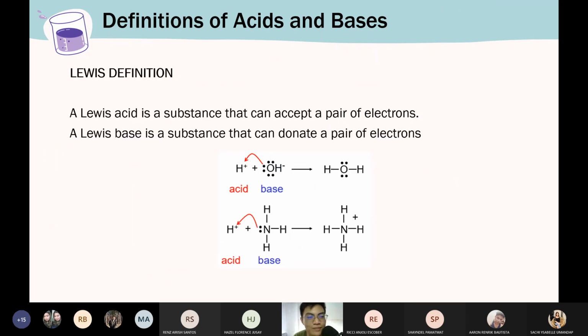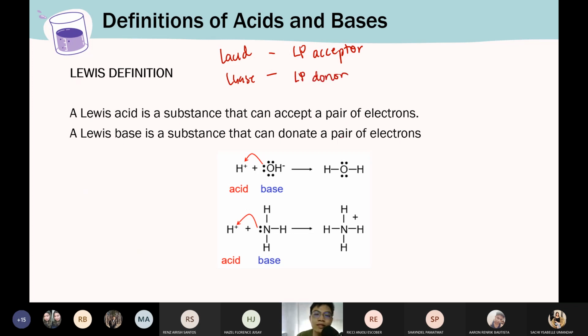Okay. The last one, we have the Lewis definition. So the Lewis definition was made by Gilbert Lewis. Siya yung gumawa ng Lewis structure. Okay. So, according to Lewis, a Lewis acid is a substance that can accept a pair of electron, while yung base daw, it can donate pair of electron. Okay? So, aking abbreviation dyan, Lewis acid and Lewis base. Ang Lewis acid ay LP acceptor, lone pair acceptor, and then kapag base siya yung lone pair, donor.